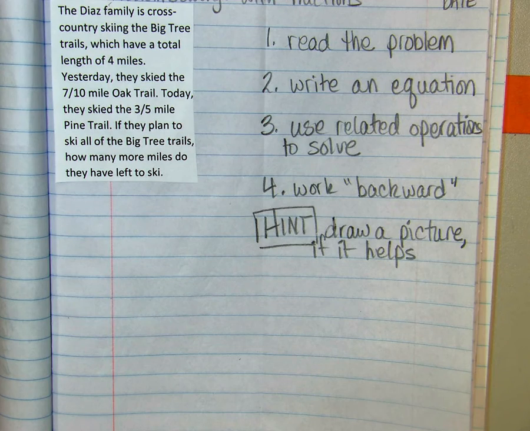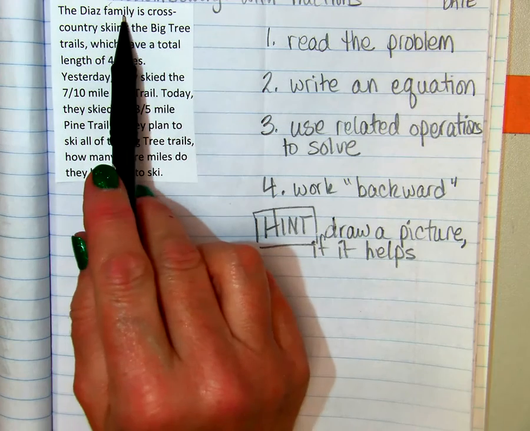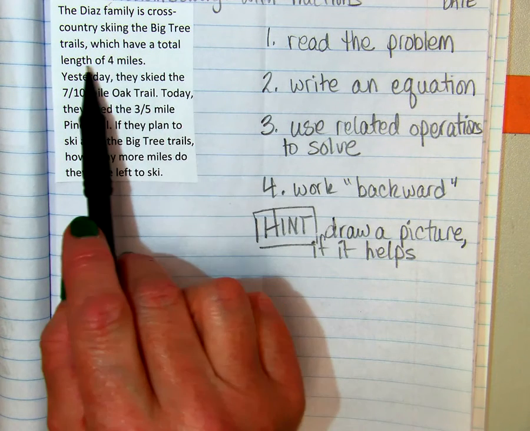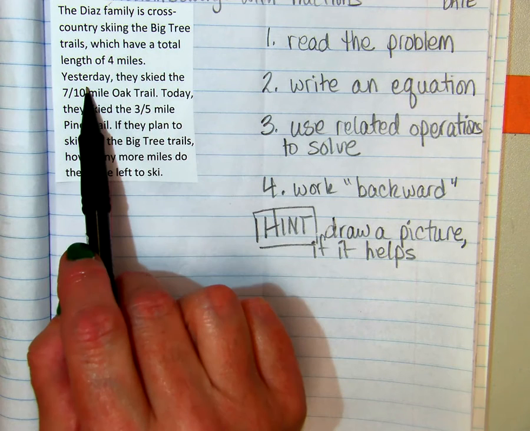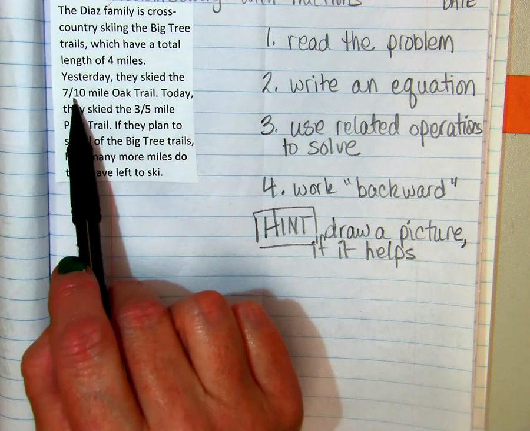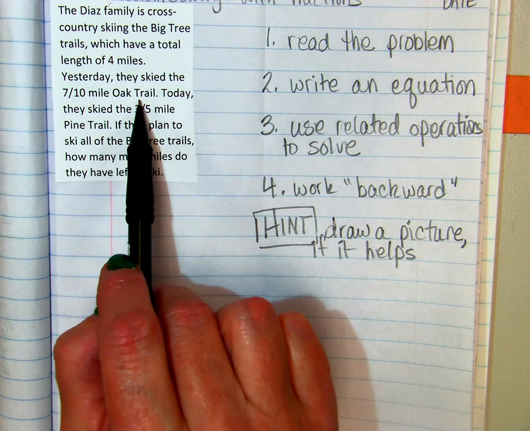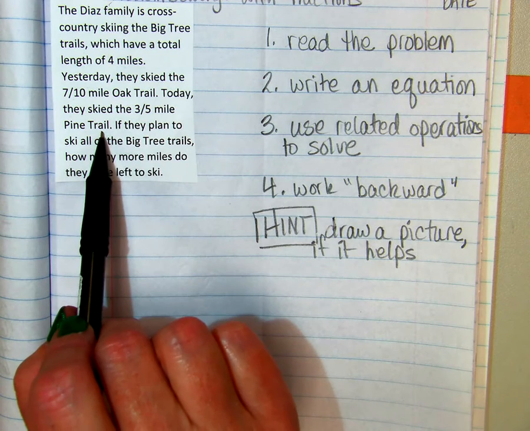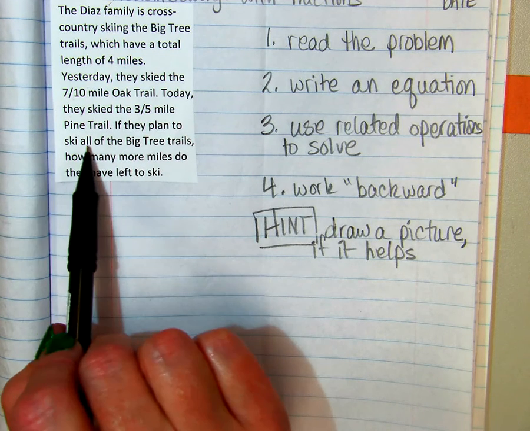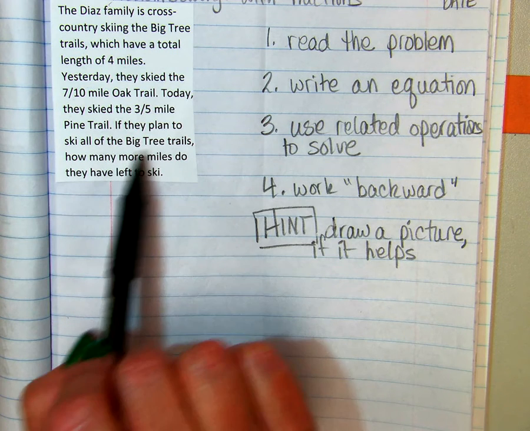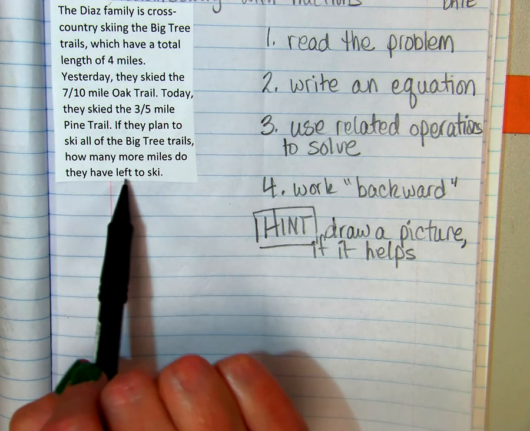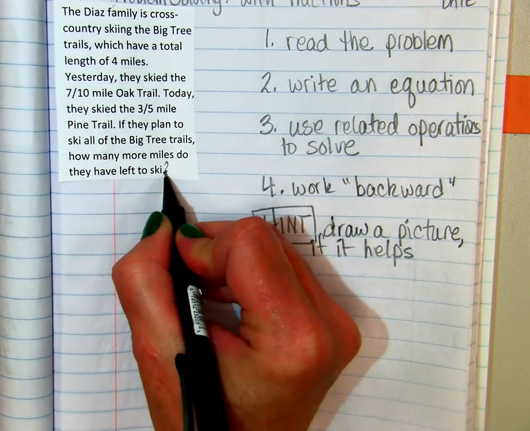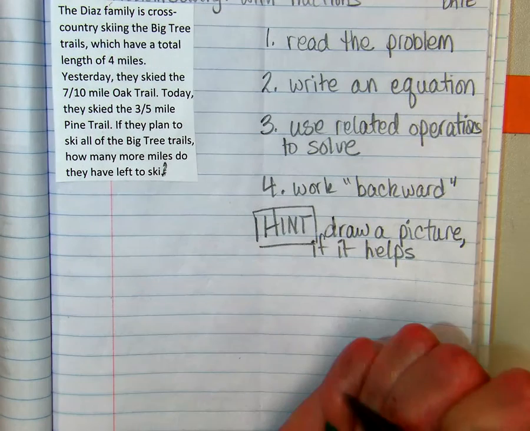Okay, let's read today's problem. The Diaz family is cross-country skiing the Big Tree Trails, which have a total length of 4 miles. Yesterday, they skied the 7/10 of a mile Oak Trail. Today, they skied the 3/5 of a mile Pine Trail. If they plan to ski all of the Big Tree Trails, how many more miles do they have left to ski? Oh, goodness sakes. That needs to be a question mark. Let's make that a question mark. Alrighty, you ready?